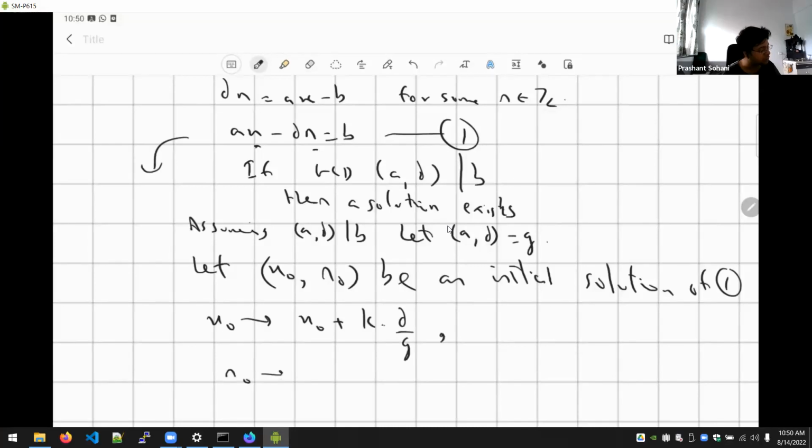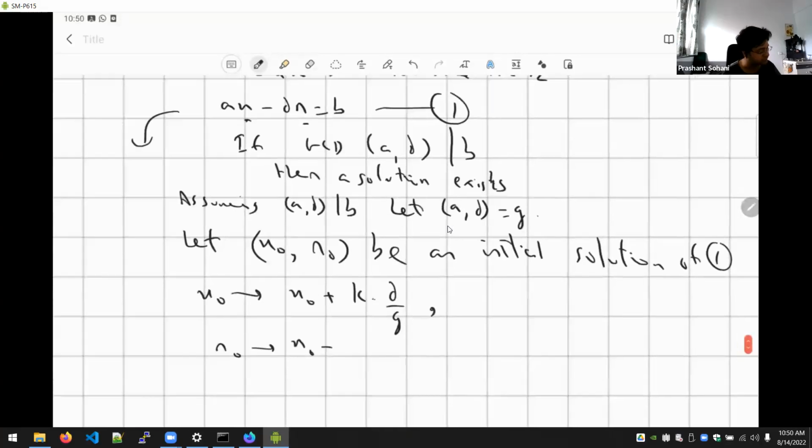And at the same time, n naught has to be reduced by the same amount, b upon g. So we are adding this term on the left side and subtracting the same term. So if I multiply this with a and this with d, and when I add it together, this term will get cancelled. So basically, that is the entire family of solutions.